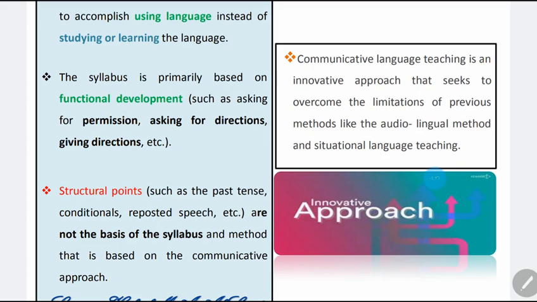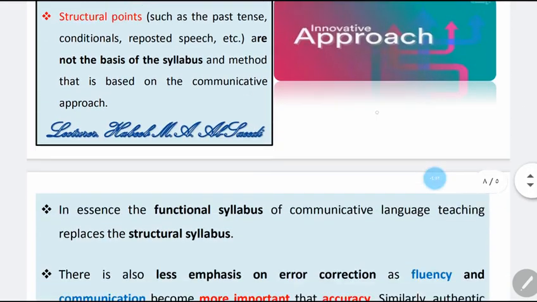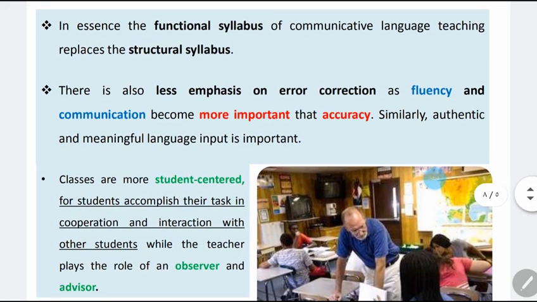Communicative language teaching is an innovative approach that seeks to overcome all the limitations of the other methods. All the other methods we have studied have limitations, so this method came to overcome all the other methods' limitations. So the functional syllabus is the main syllabus used, and it replaces the structural syllabus.